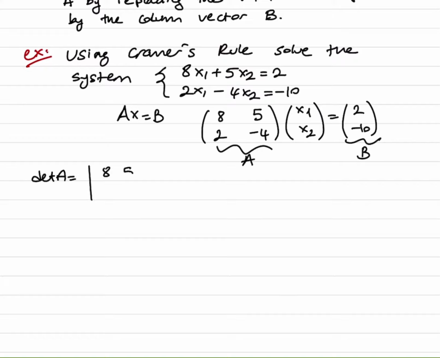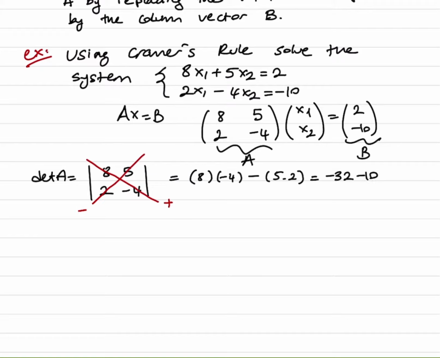We know that it is a 2 by 2 matrix. So how do we compute the determinant? We multiply these ones and we add, and we multiply this diagonal and we subtract. So it is 8 times minus 4 minus 5 times 2. What is it? It is minus 32 minus 10, so it is minus 42. So the determinant of A is non-zero.